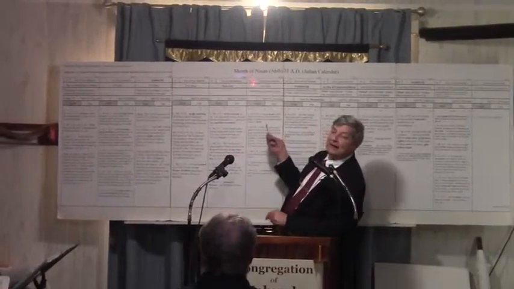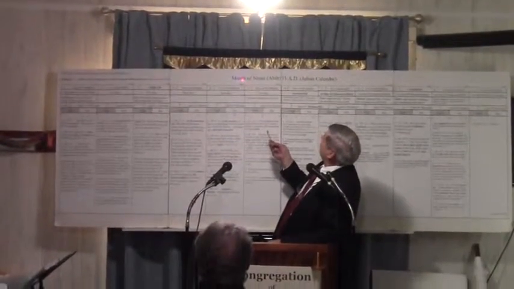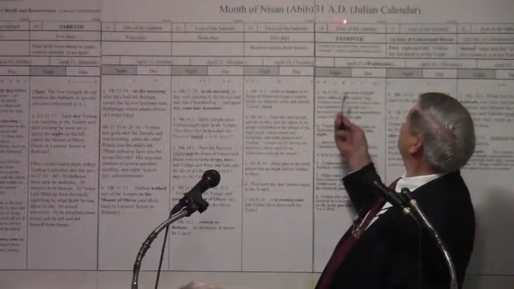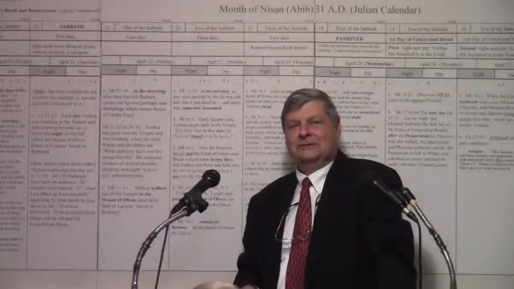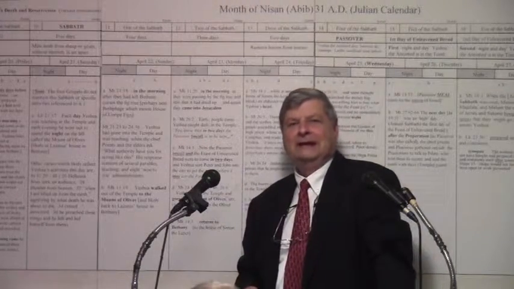It concerned the title, Month of Nisan, in parentheses, Aviv, 31 AD, Julian calendar. The question was, well, how can you be so sure that it was 31 AD?